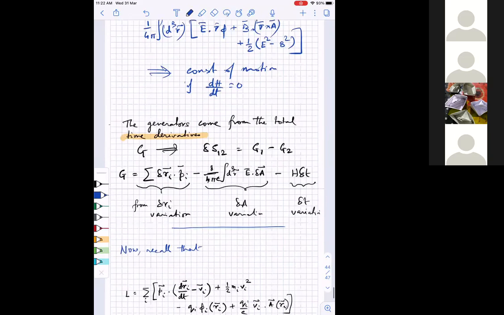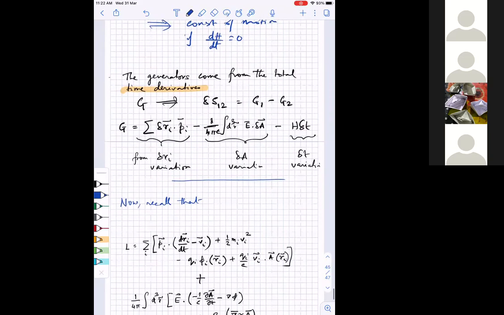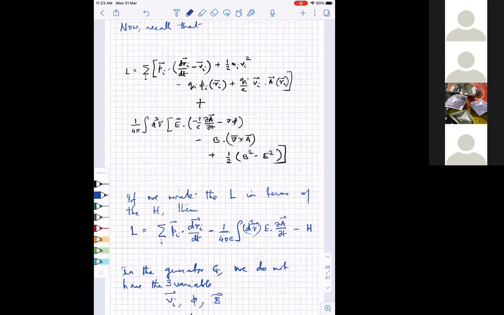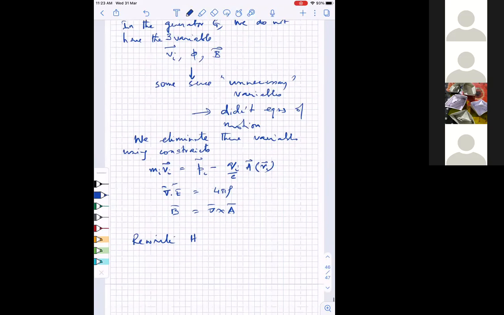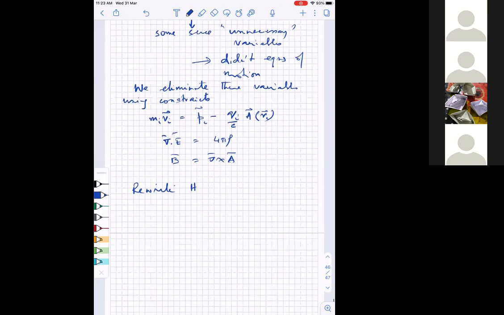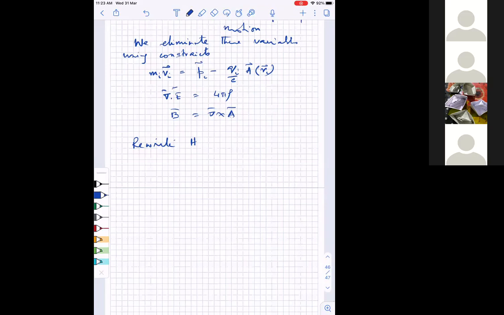So those three redundant, unnecessary, superfluous variables, you can use any word, give you these three constraint equations, and we're going to use those three constraint equations to get rid of these variables. Ultimately, we get rid of these variables. So let's see how it goes.